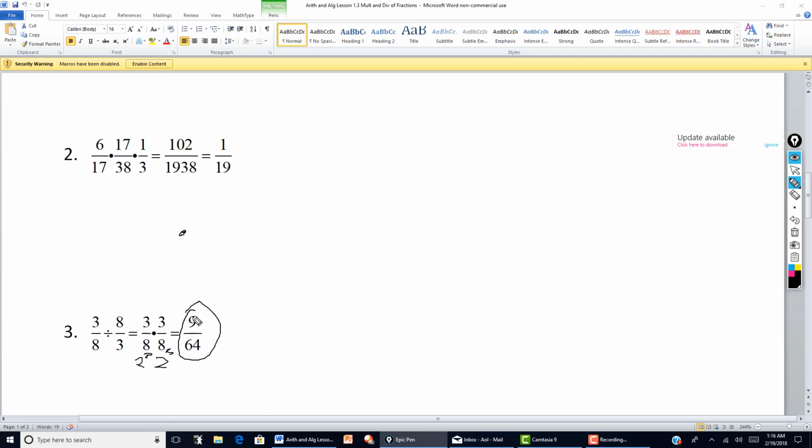So that's pretty much all there is to multiplication and division of fractions. We'll still be dealing with that as we go into the next lesson, which deals with addition and subtraction of fractions. So that concludes the video.